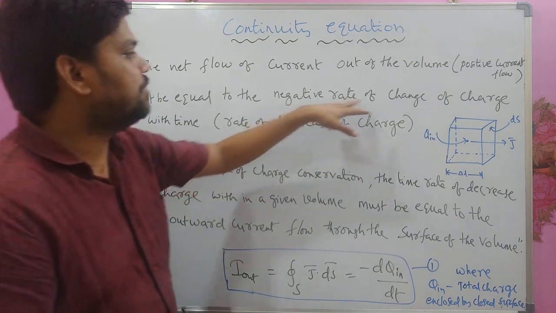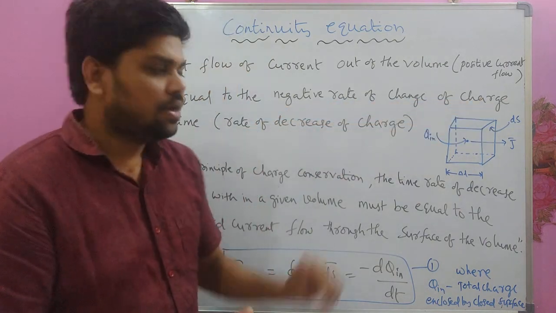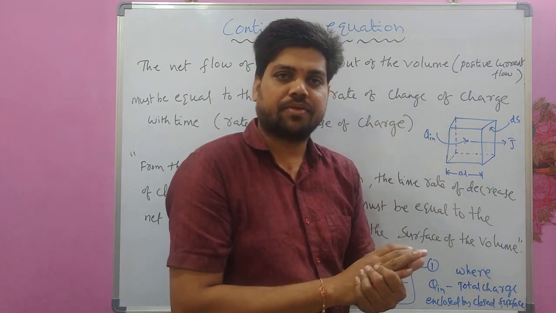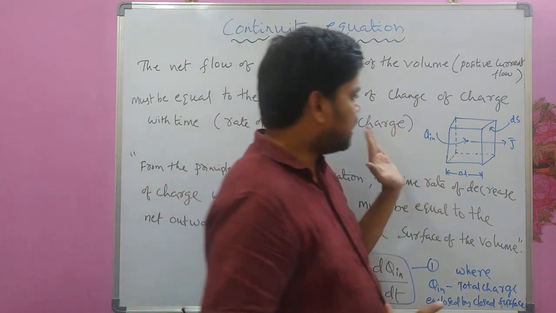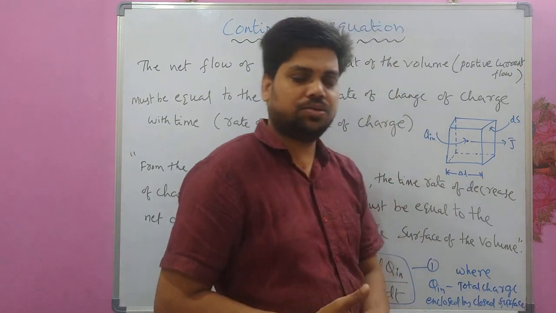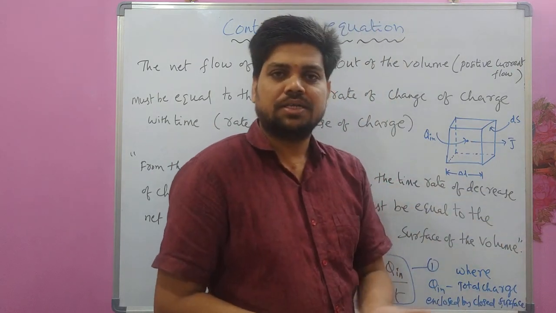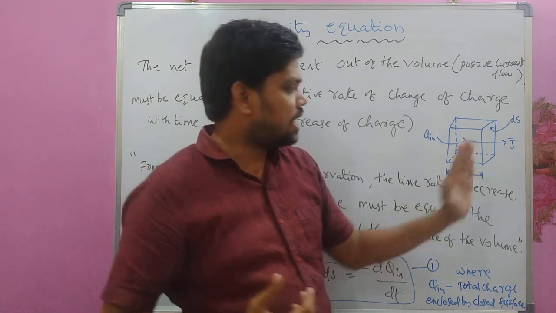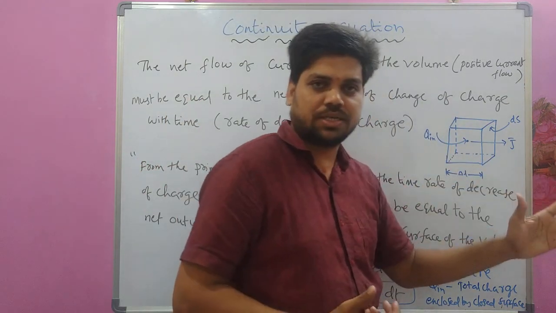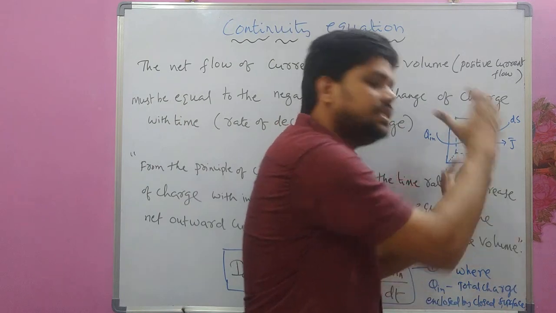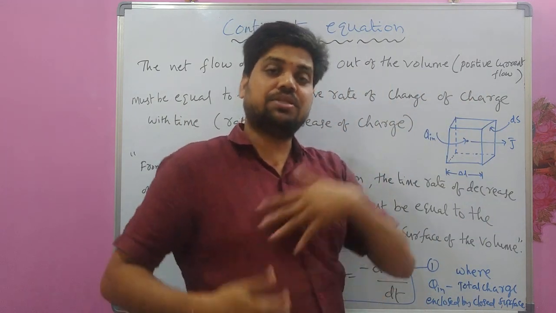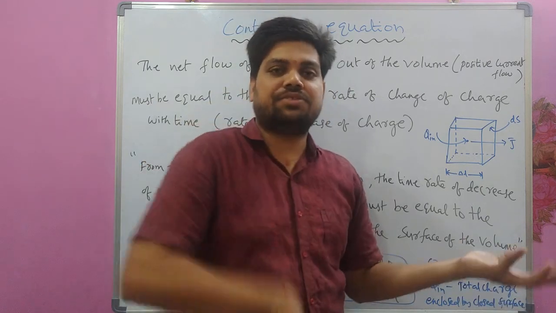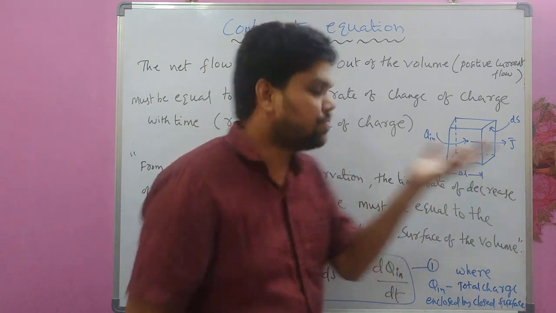The negative rate of change of charge means, for example, this is a body, there is a charge inside. If I am saying that some current is flowing outside through this body, it means the charge inside is decreasing. The charge is flowing outside means the charge inside is decreasing. How is this current flowing outside? With the decrease of charge. That is what it is saying.